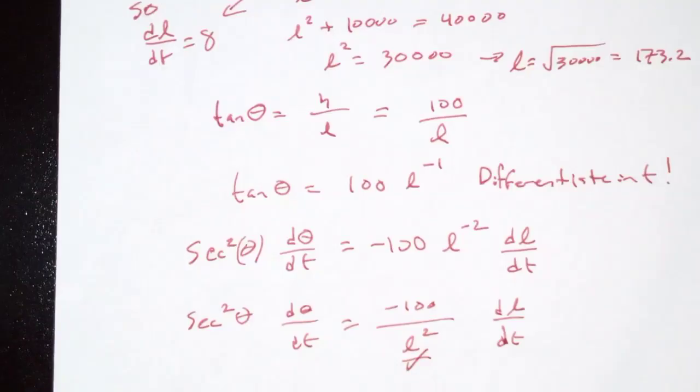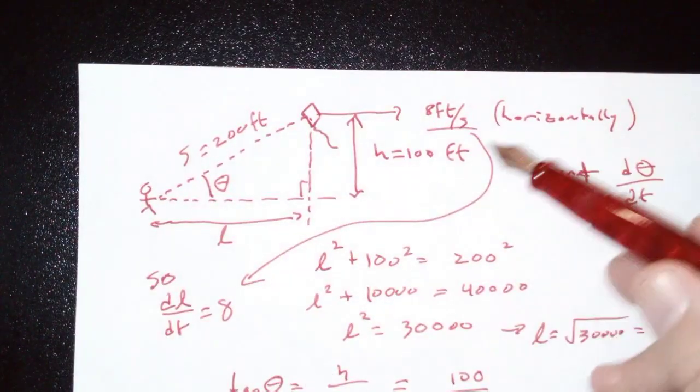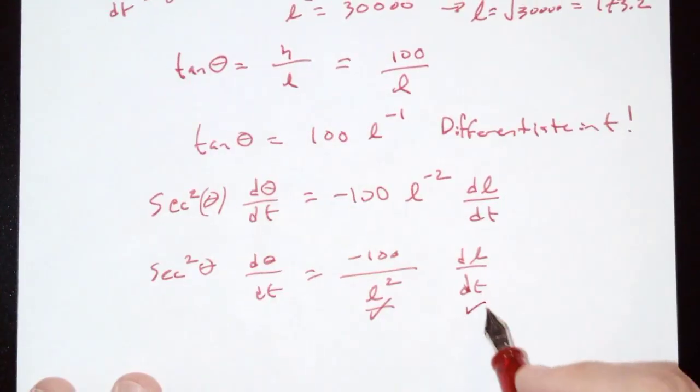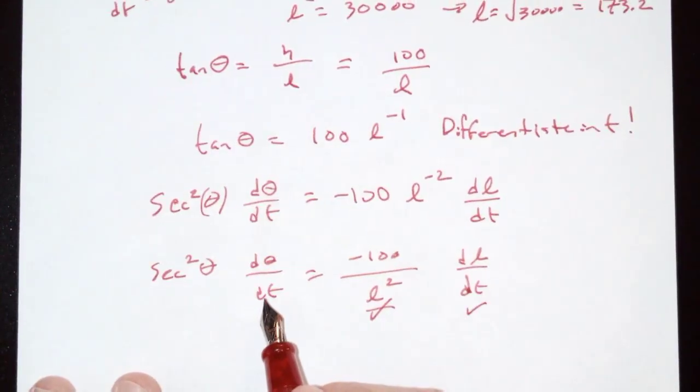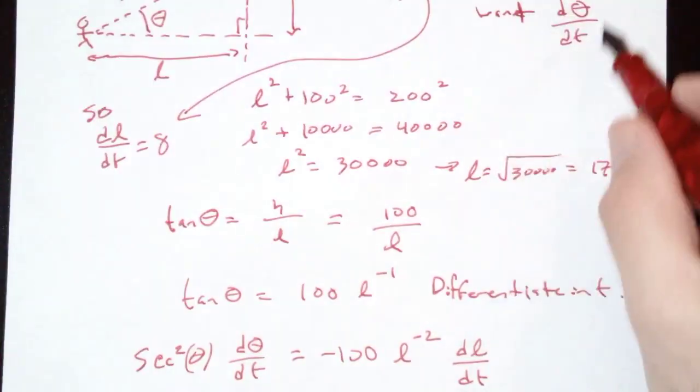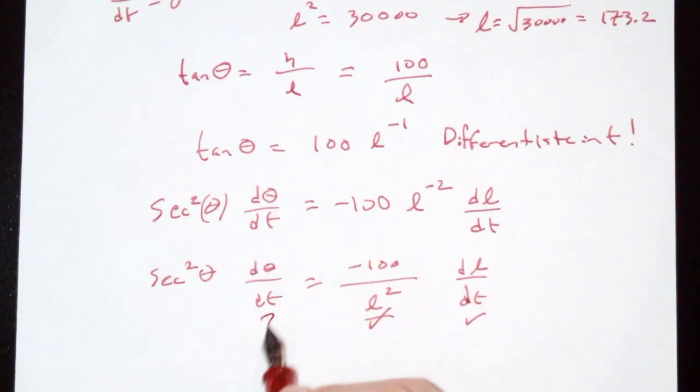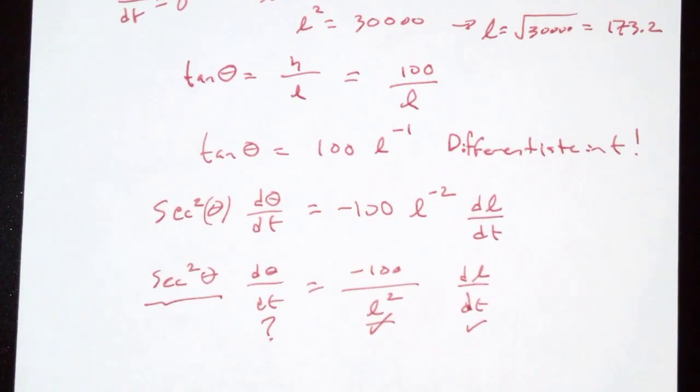Do I know dl dt? Yep, that came right from my picture. I'm looking for d theta dt. It says right here, I want d theta dt, which means I need to know secant squared theta. Now you might think that means I need to know theta, but you'd be incorrect there.